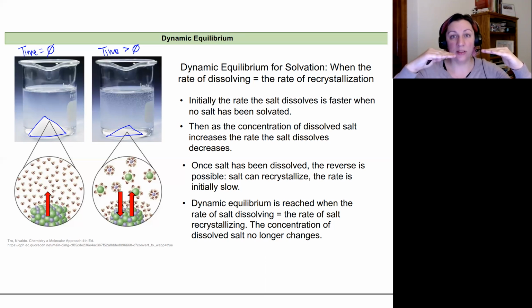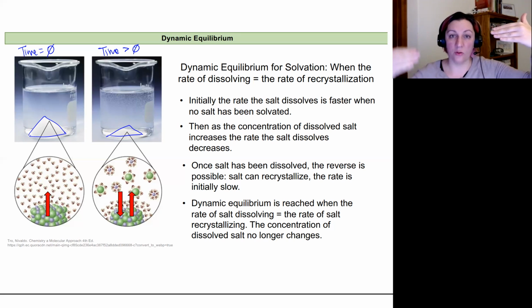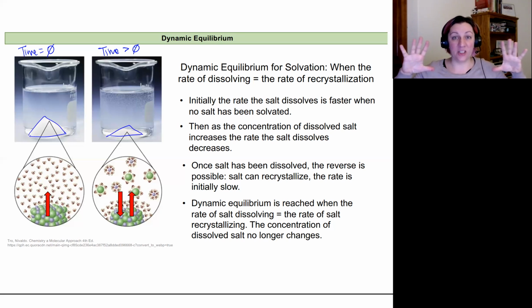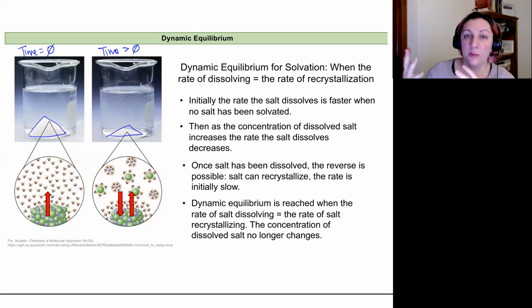And dynamic equilibrium will be reached when those rates are the same. We won't see the volume of salt or the amount of salt on the bottom of the beaker change. Now, change is constantly happening. It's constantly seeing particles from the solid dissolve and ions from the solution recrystallize. It's just that it's happening at the same rate, so we don't see a macroscopic change that we can observe. And that's dynamic equilibrium. The dynamic part is that change is occurring. We're still dissolving and we're still recrystallizing, but the equilibrium tells us that we're not going to observe an overall change.